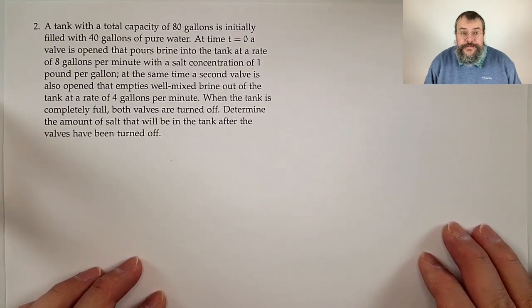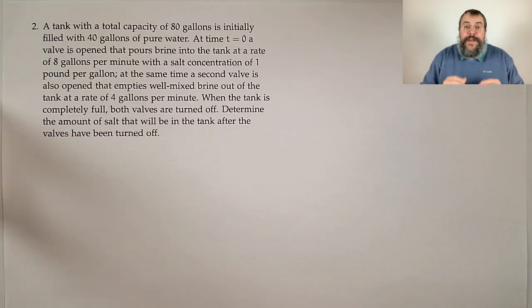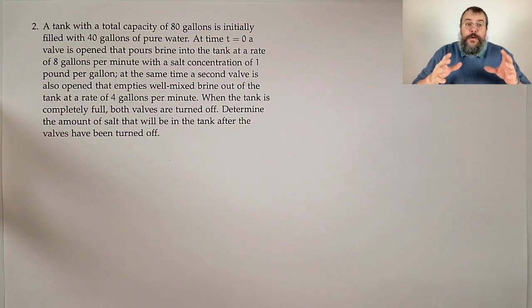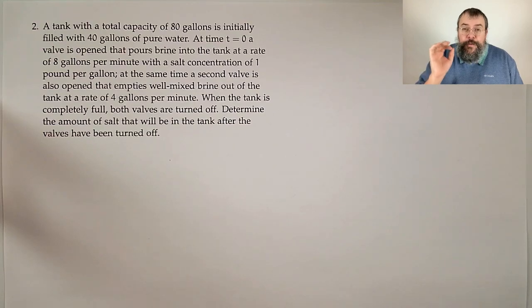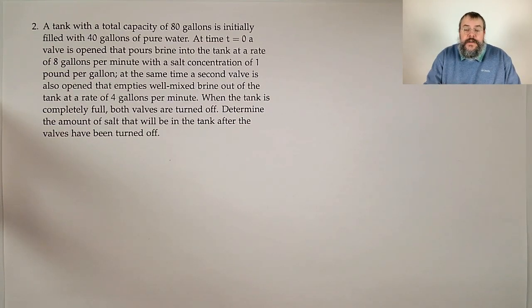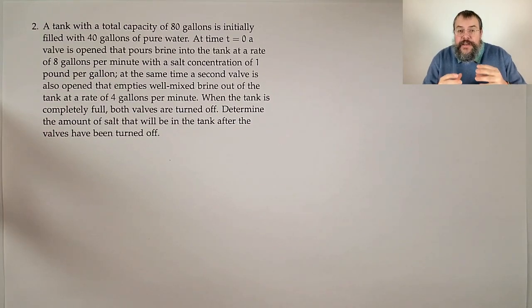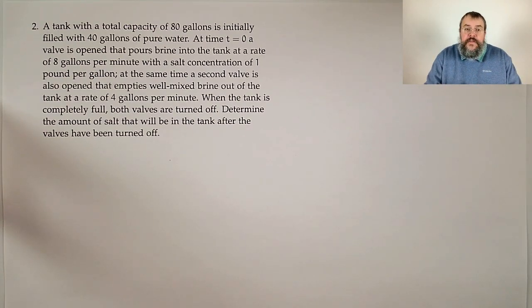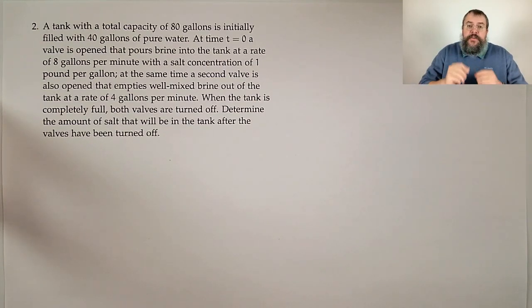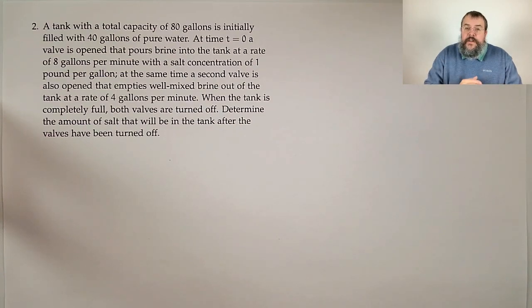Number 2. A tank with a total capacity of 80 gallons is initially filled with 40 gallons of pure water. At time t equals 0, a valve is opened that pours brine into the tank at a rate of 8 gallons per minute with a salt concentration of 1 pound per gallon. At the same time, a second valve is also opened that empties well-mixed brine out of the tank at a rate of 4 gallons per minute. When the tank is completely full, both valves are turned off. Determine the amount of salt that will be in the tank after the valves have been turned off.